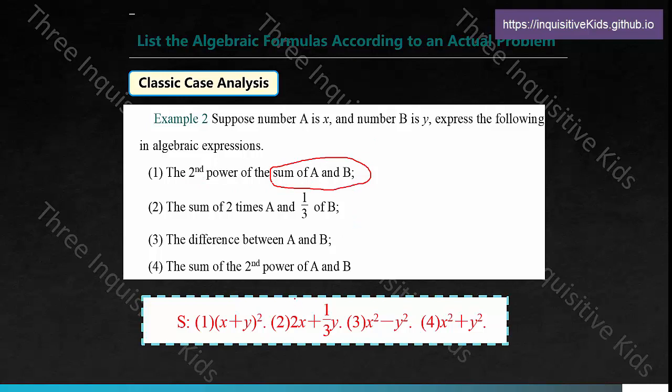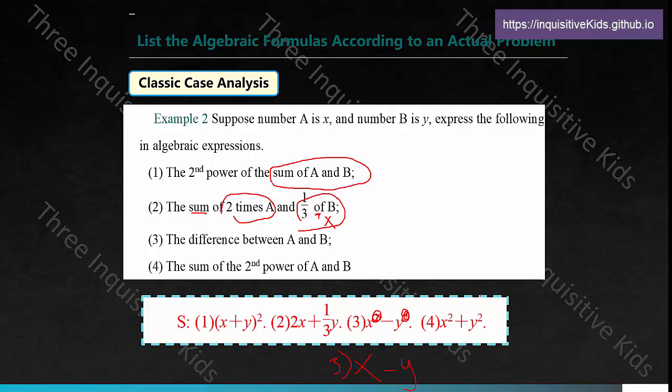2. The sum of 2 times A and 1/3 of B. That is 2 times A and 1/3 of B. Remember, of usually means multiplication. So that's 2x plus 1/3 y because it's the sum. 3. The difference between A and B. Okay, I'm not sure why I wrote squared here, but the correct answer is x minus y for the third one. If you got that, you were correct.